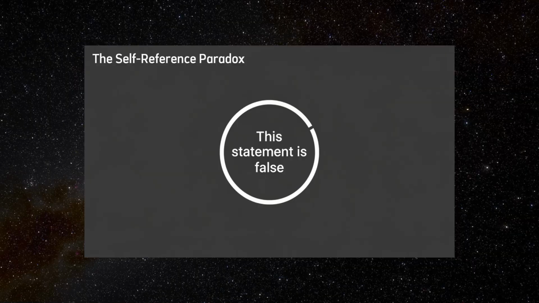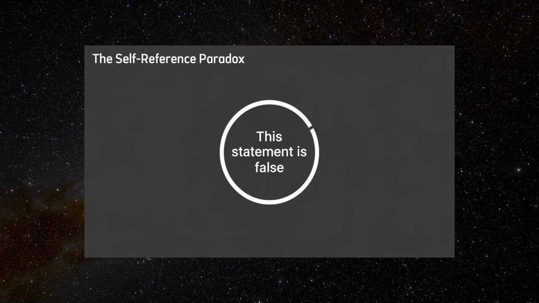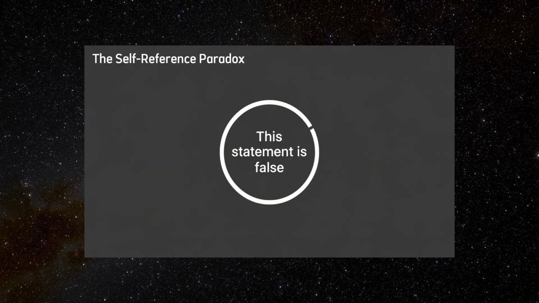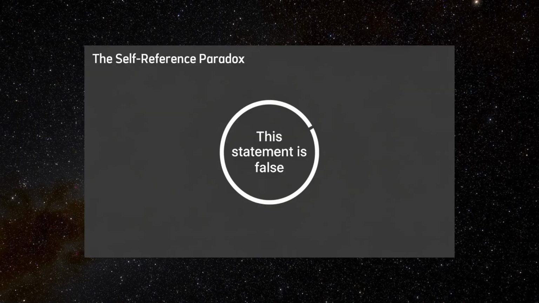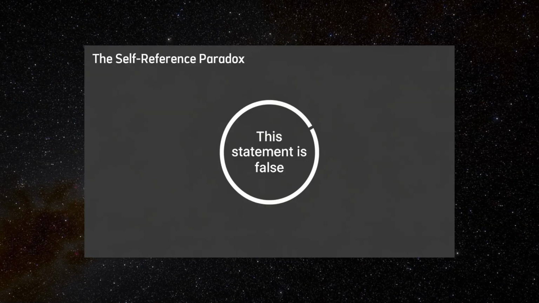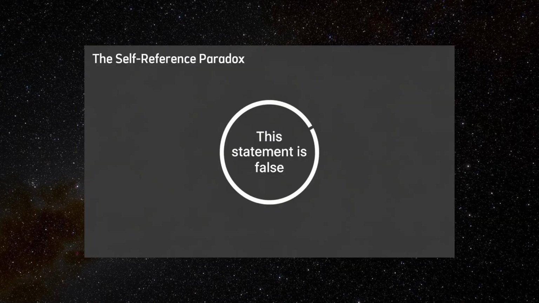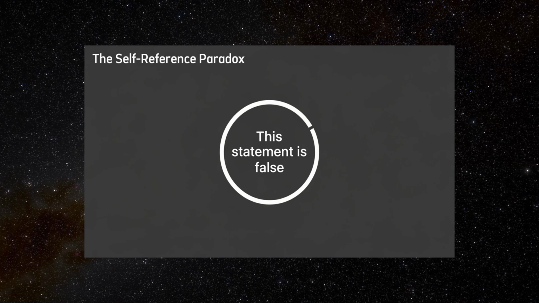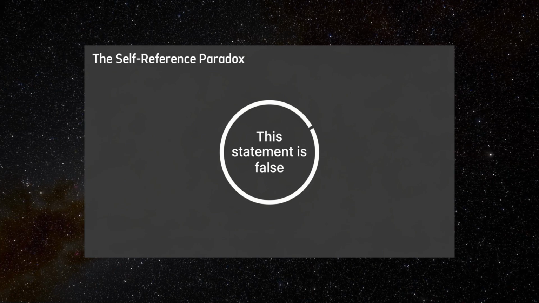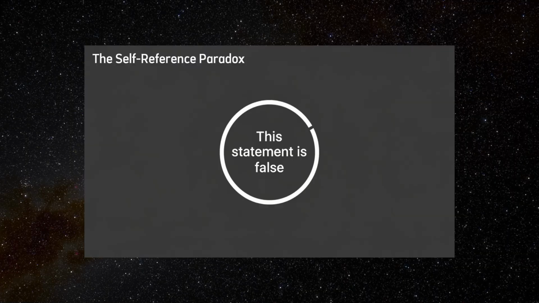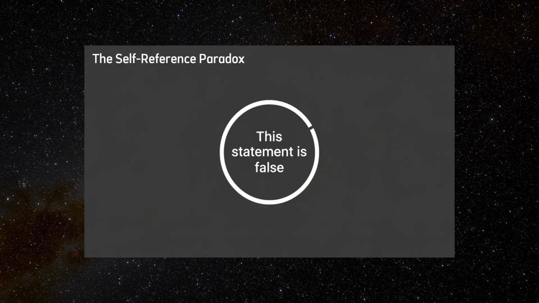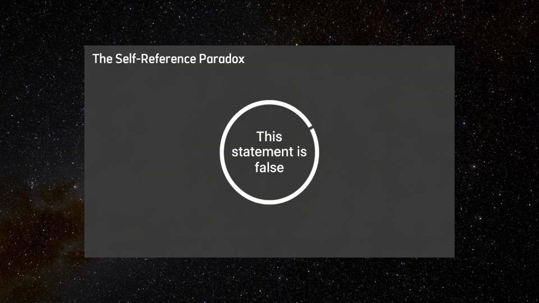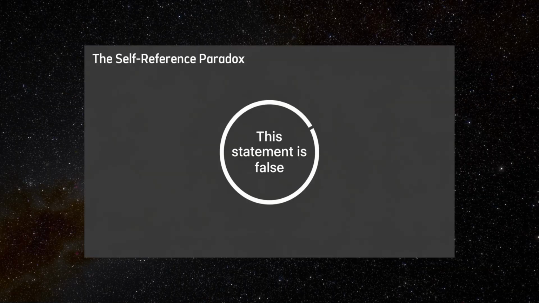In computing, similar issues arise with recursive algorithms that don't have a base case, or with programs that try to analyze or predict their own behavior, leading to problems like the halting problem, famously explored by Alan Turing. Even in natural language, self-reference can create confusion or paradox. Consider phrases like, "I always lie." If the speaker is telling the truth, then the statement must be false, meaning they don't always lie. But if they're lying, then perhaps they don't always lie, which again undercuts the statement.